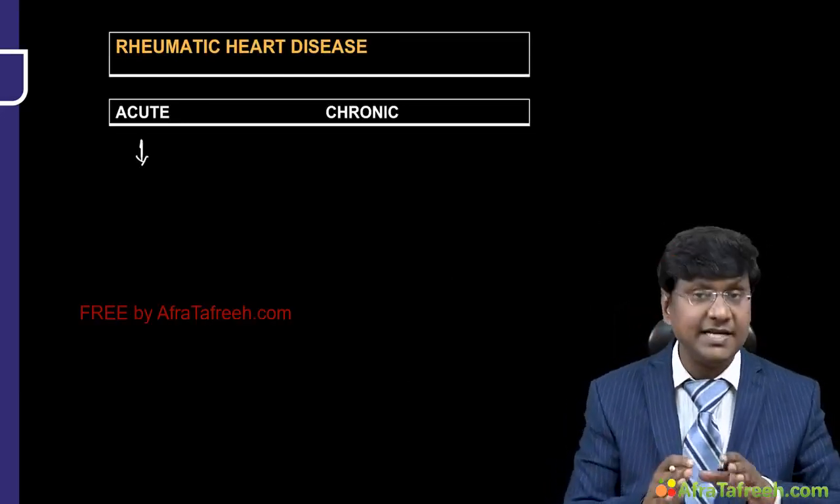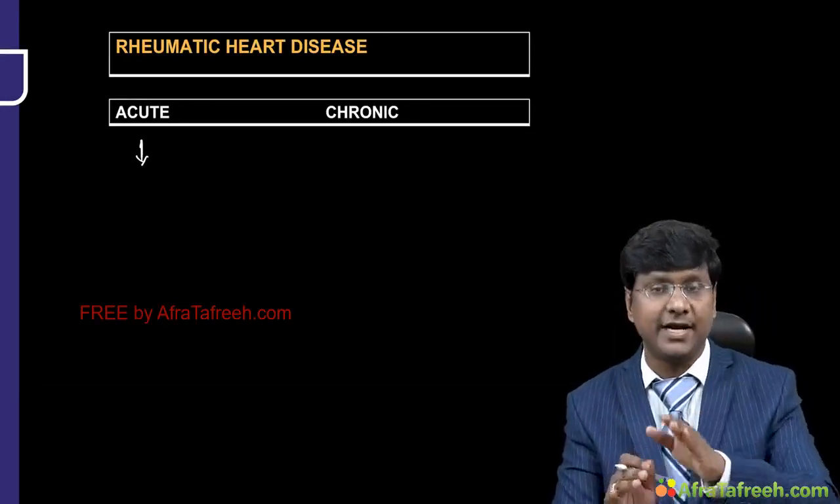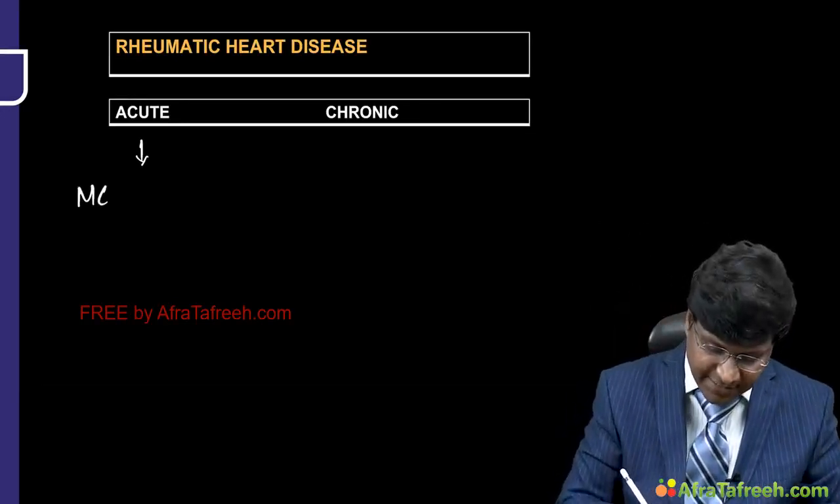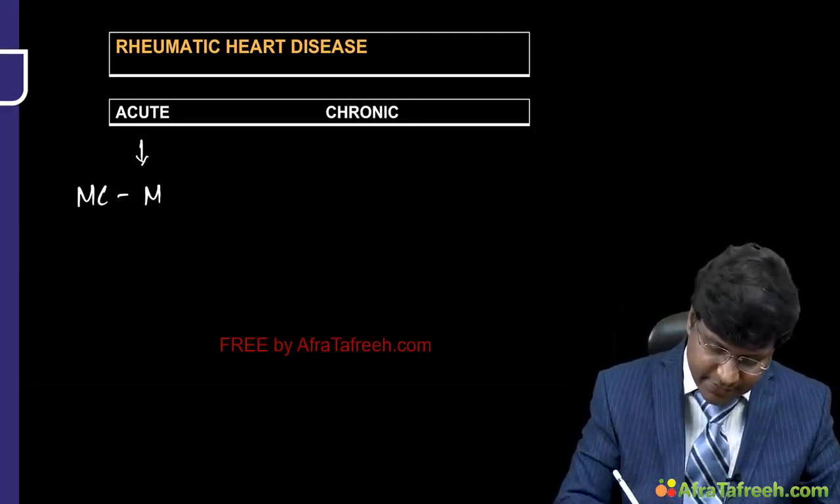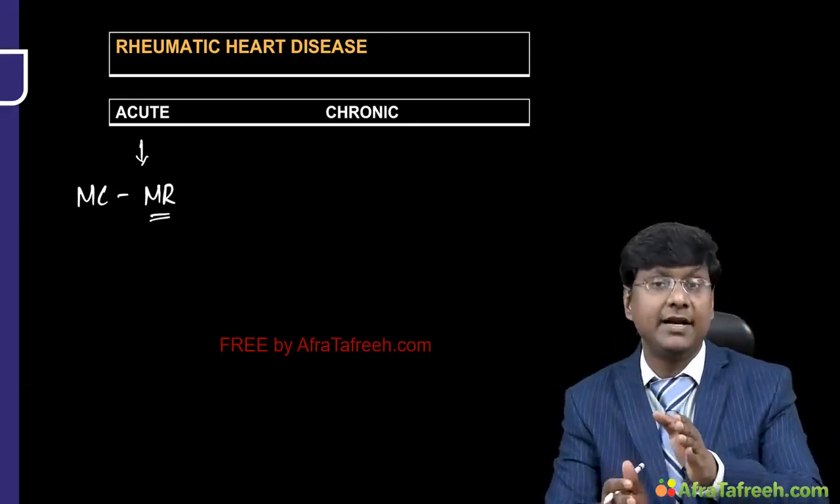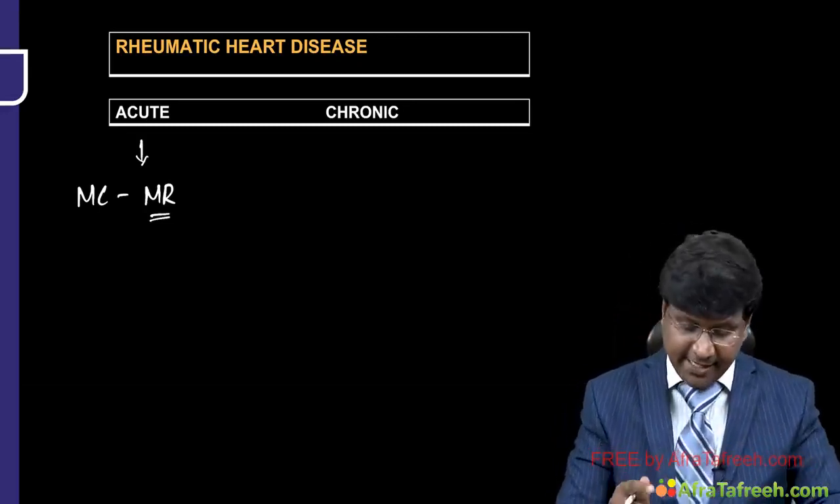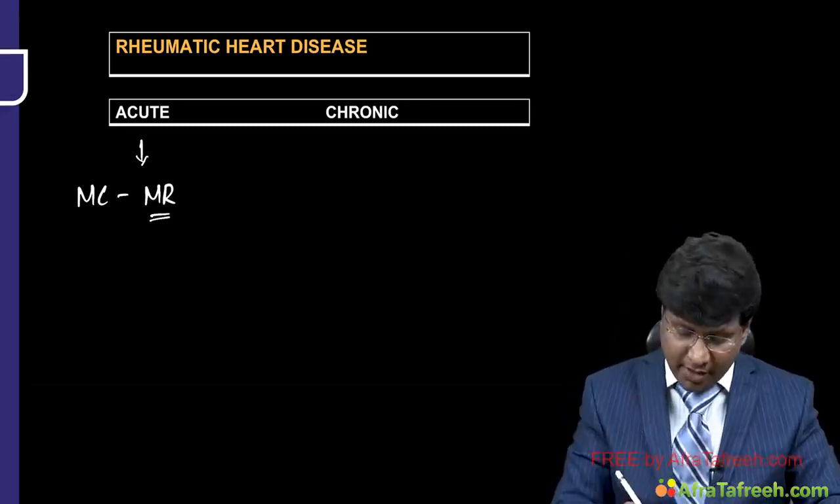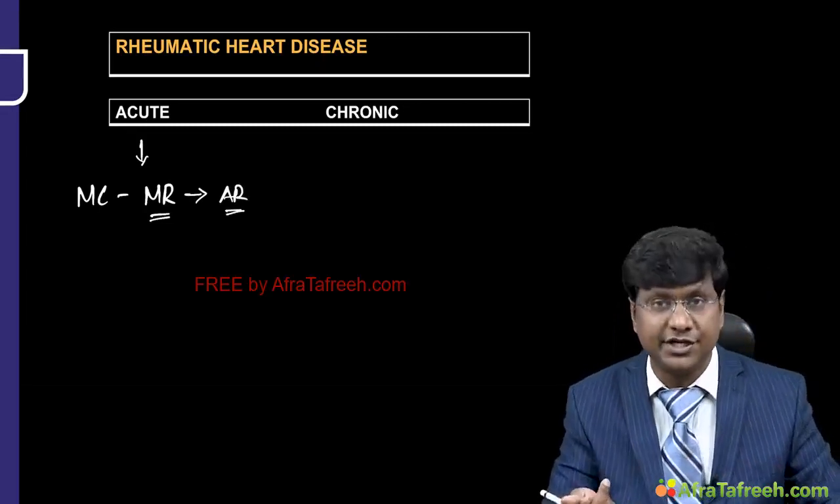So in the early stages, the most common valvular heart disease in acute rheumatic fever will be mitral regurgitation, right? Early valvular damage leads to mitral regurgitation. Okay. And the next important point is that there can be progression to the development of aortic regurgitation as well.